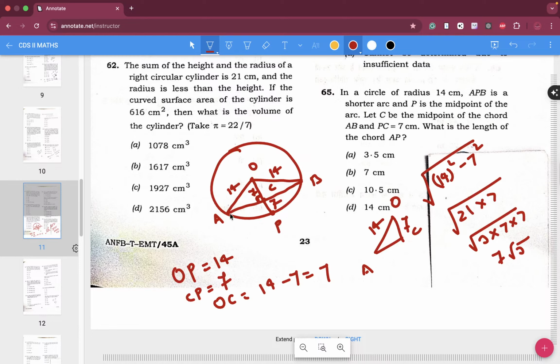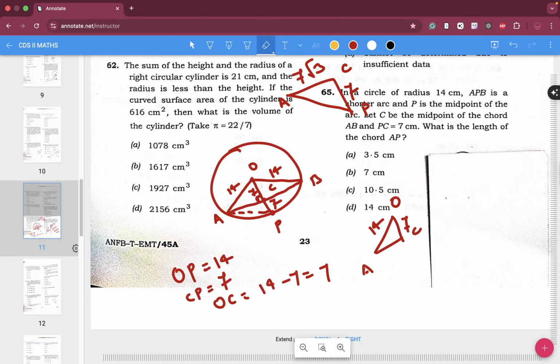Now we'll draw one more triangle over here. Now this particular value is A, this particular value is P, and this particular value is C. This particular value is 7 root 3 and this particular value is 7. So AP is your hypotenuse. If AP is your hypotenuse, then what is this particular value?